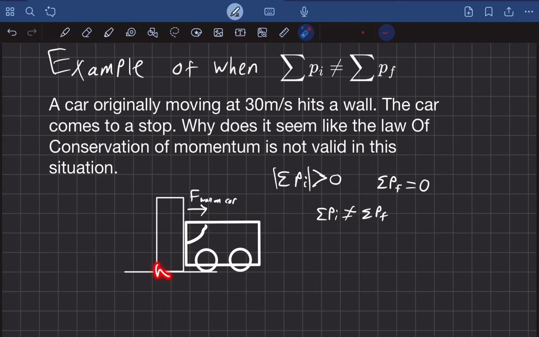Okay, well, let's just include the ground. That basically means that we have to include the entire Earth below it. But if we did include the entire Earth below it as part of our system, then the conservation of momentum would be valid. We just have to include how the velocity of the Earth changes because of this one car collision, which is not going to be a very large number. We do not change the velocity of the Earth very much by hitting a car against a wall.